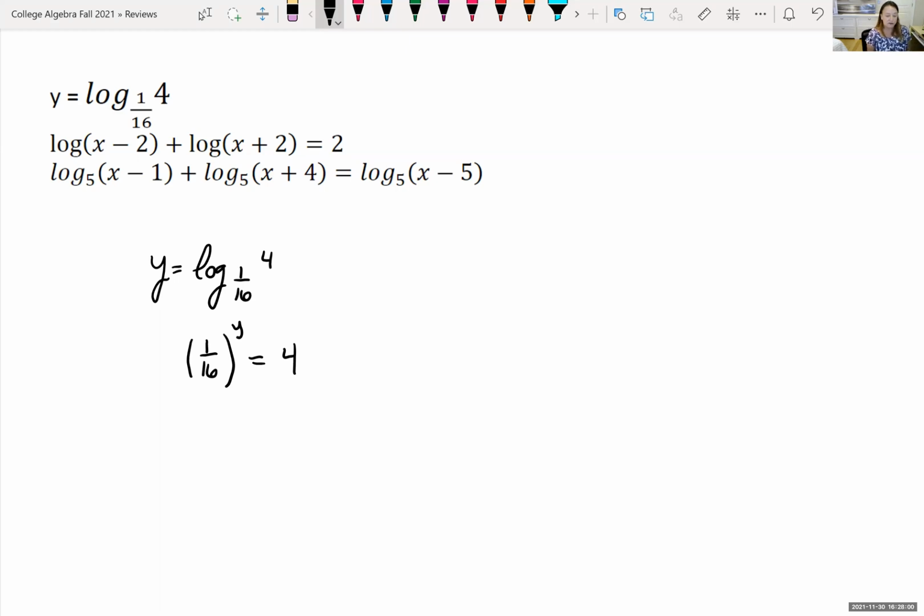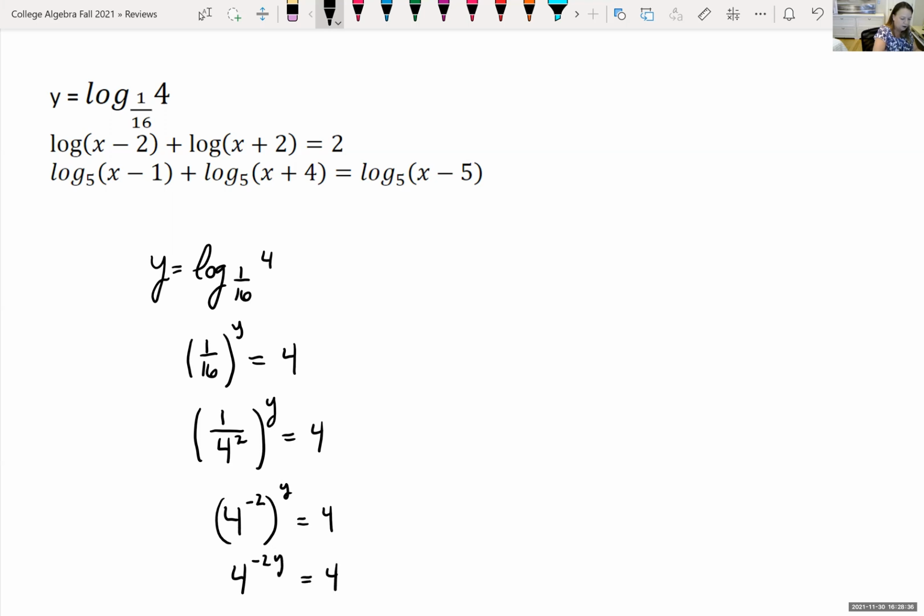So we can use a rule that if we have the same base, then we can set our exponents equal to each other. I notice I can manipulate these to either be both base 4 or both base 2. Let's do both 4. Let's rewrite 16. That's the same thing as 4 squared raised to the y power equals 4. We can bring that up by making the exponent negative. And so this is 4 to the negative 2 power raised to the y is 4. Power to power is multiplication. And so this is 4 to the negative 2y power equals 4.